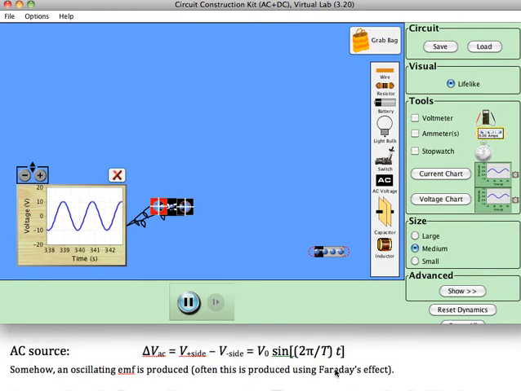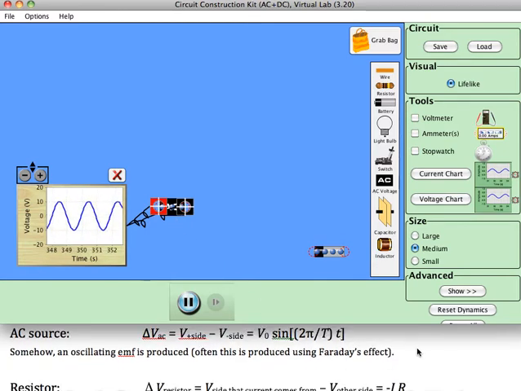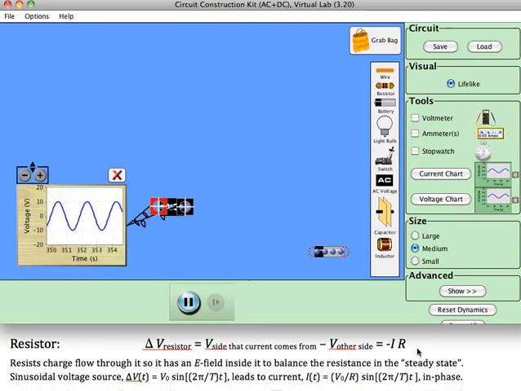With respect to Faraday's effect, you know how a generator produces an oscillating EMF, and that's exactly the way that AC sources are ordinarily produced. Other things we can see with this simulation: a resistor. If I hook up a resistor to a battery, then current flows.